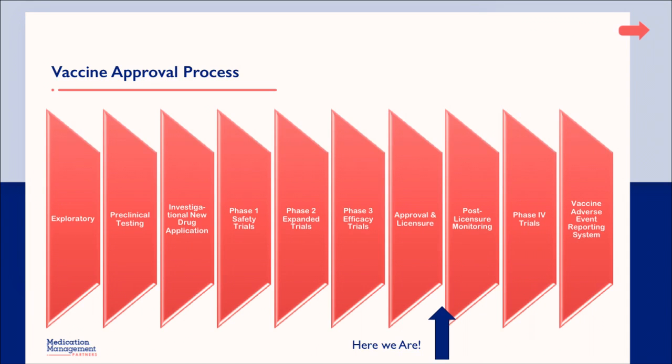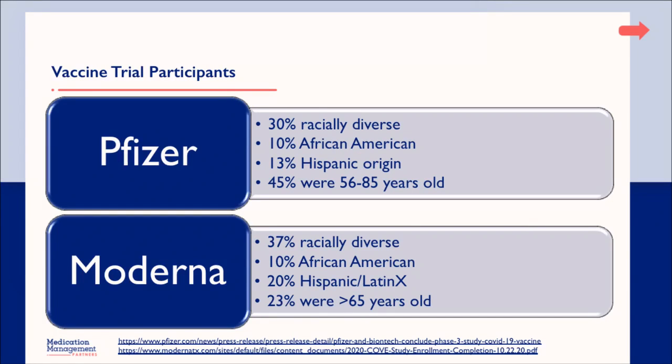So phase 3 trials for both Pfizer and Moderna included people from some of our most vulnerable age groups, ethnic backgrounds that were found to really have challenges when getting this virus, and of different health statuses. The Pfizer trials included about 30% racially diverse participants, 10% African American, 13% Hispanic origin, and over 45% were 56 to 85 years old. The Moderna trial, 37% racially diverse, 10% African American, 20% Hispanic, Latinx, and over 23% were over 65 years old.